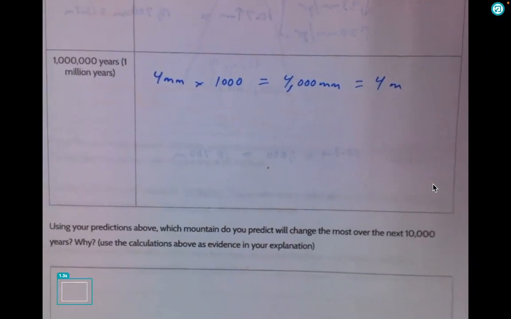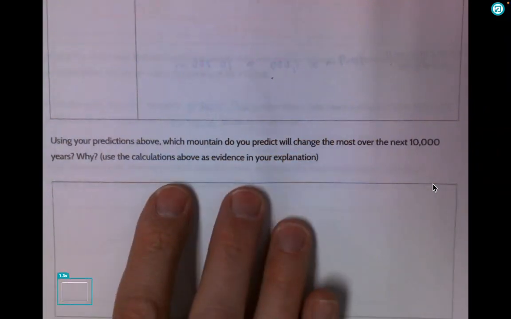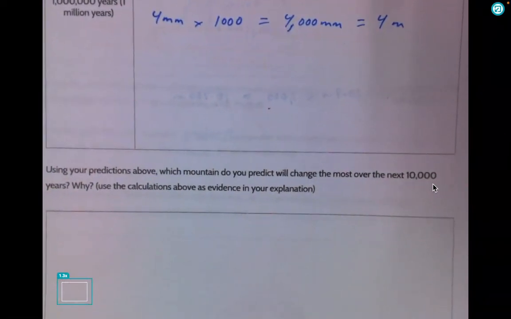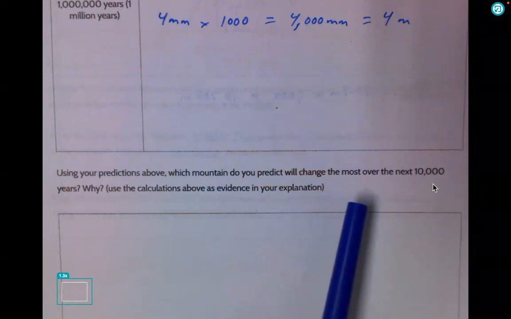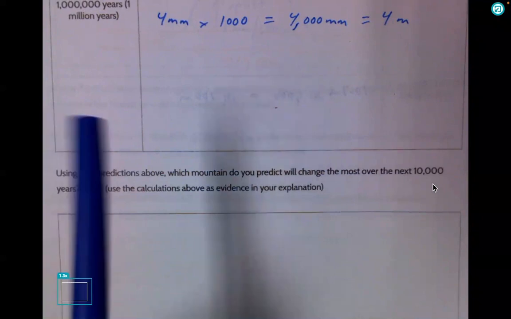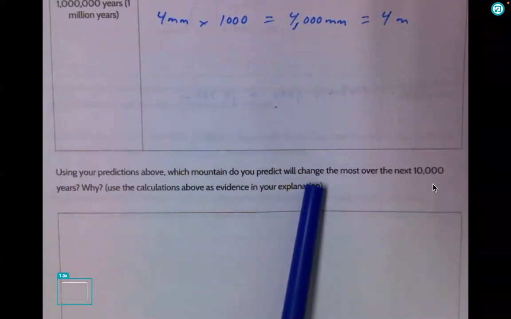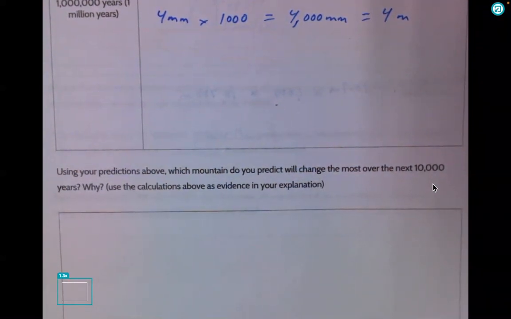Your last question is at the bottom on page 4. It says, using your predictions above, which mountain do you predict will change the most over the next 10,000 years, and why? And you can use all the calculations we just did on all the pages before that, so you can use all the information to help you out. Just want to point out a couple things. One, they are asking about 10,000 years, not a million or 1,000. They're not asking which one's going to shrink or grow. They're just asking which one's going to change the most. Okay, so I just want to point that out.